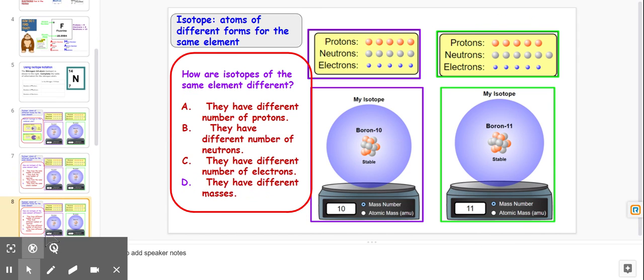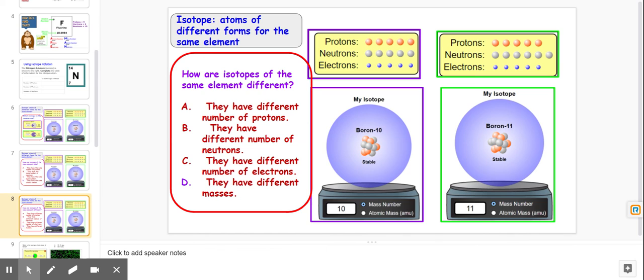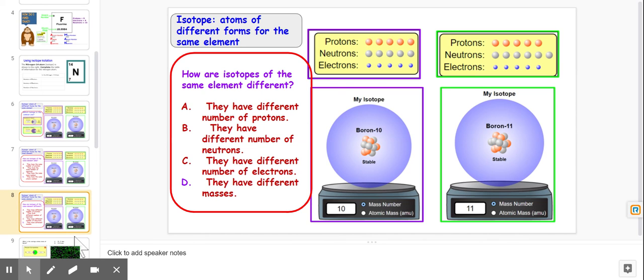All right, let's go to our next slide. Our next question is, how are isotopes of the same element different? That's important to know also. Let's see what we have. A, they have different number of protons. 5 for boron 10, 5 for boron 11. They have the same number of protons. Of course they do, they're the same element. Don't select that one.